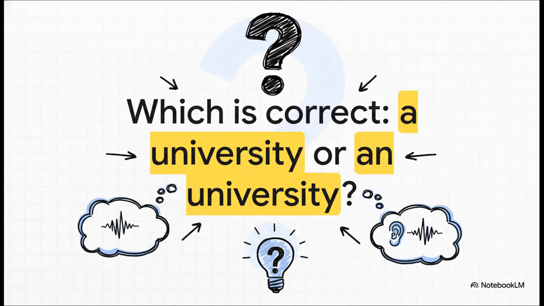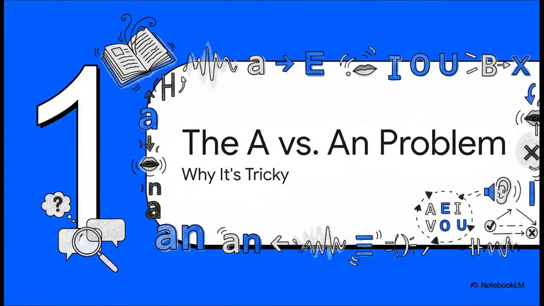So, let's just jump right in with a classic example. What do you think? Is it a university or an university? If you paused for even a second there, you are in good company. This is exactly why this topic can be so darn confusing, even for people who've been speaking English their whole lives. You see, the problem is that most of us were taught a super simplified rule back in school.